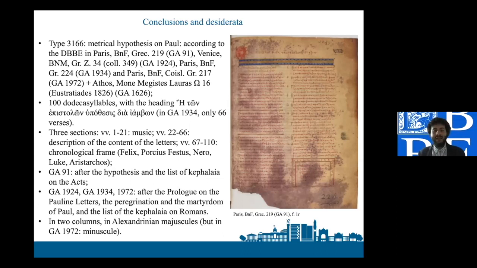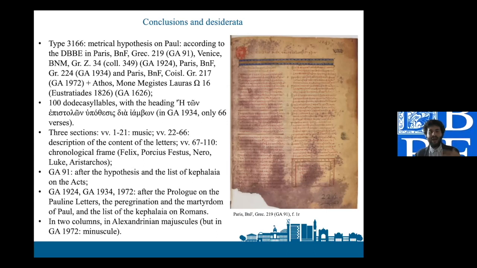This hypothesis is made of 100 dodecasyllable verses and is usually preceded by the heading "ton epistolon hypothesis dia iambon", with the only exception of the manuscript GA 1934, that only has the first 66 verses out of the 100 dodecasyllables of this metrical hypothesis. This hypothesis can be structured in three different parts. The first part goes up to verse 21 and includes a description of the rhetoric qualities of Paul with the conventional usual images associated with Paul as a rhetor, Paul as a lyre, Paul as a phormix.